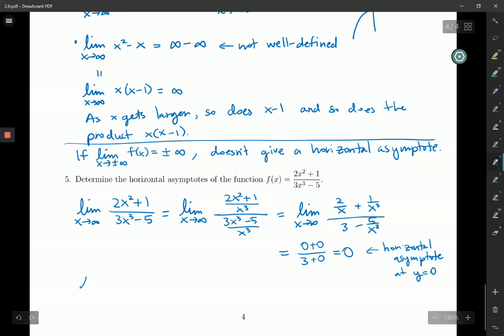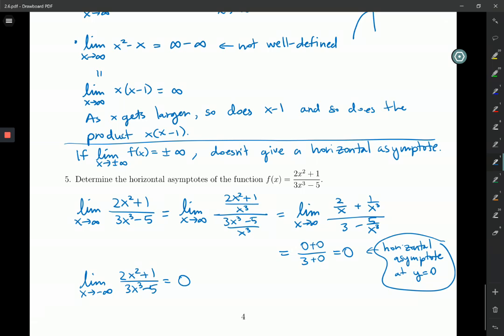Okay, and it turns out that the computation for the limit as x goes to minus infinity is going to be exactly the same. So we also get 0. And so we have one horizontal asymptote at y equals 0.